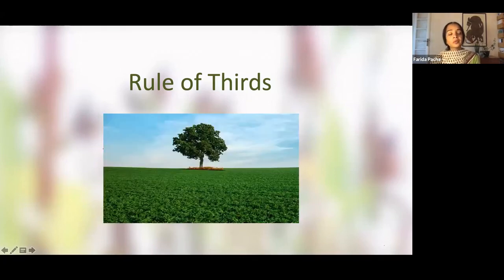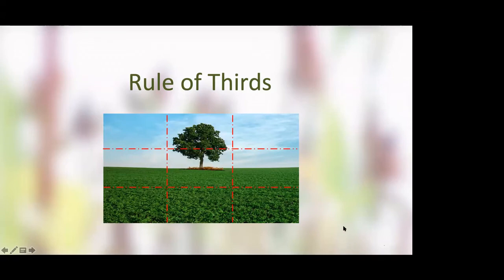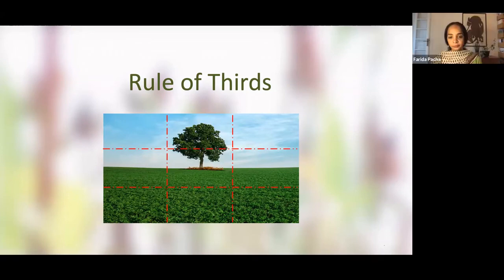Now, here is a picture of a tree. When I look at a picture like this, I have no idea what it's about. Is it about the field? Is it about the tree? Is it about the sky? All 3 are trying to grab my attention. Here is the grid. And you can see that the horizon line is right in the center of the frame, and the tree is also right in the center. And there is nothing along these vertical lines or at these points of intersection. So it is not a balanced composition.